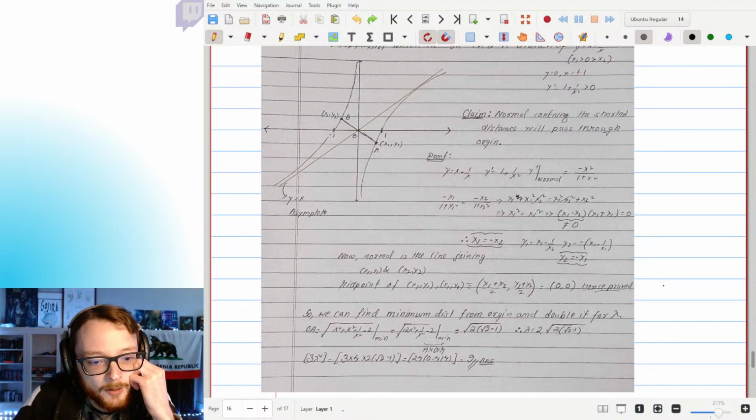So the normal line joining x1, y1, x2, y2 has a midpoint at their average, which is 0, 0. Okay, hey, that's pretty clever. Yeah. We find the minimum distance from the origin and double it for lambda. Oh, wow.